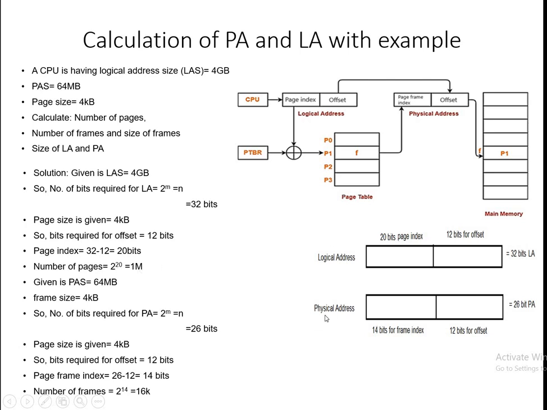As we have already calculated, to design the physical address for this particular example, 26 bits are required, out of which 12 will be used as offset, and the remaining 14 will be used to define the frame. If we use 14 bits to define the number of frames, then the number of frames will be 2 raised to power 14, which is equal to 16K. So this is all about this particular example. I hope you will be able to understand how we can calculate the physical address from the given logical address or even the given capacity.